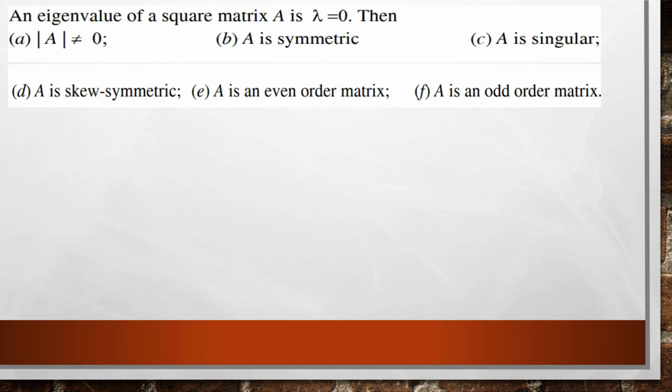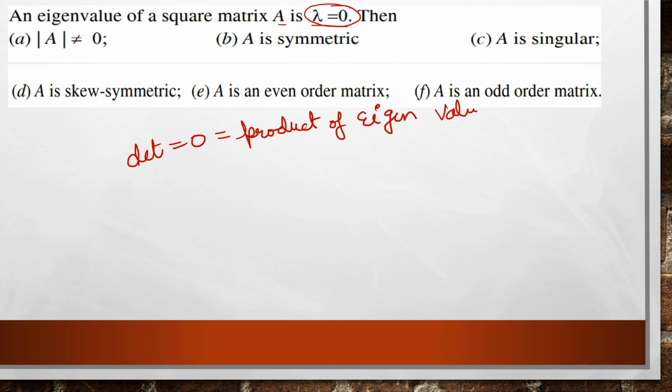Now the next question is, an eigenvalue of a square matrix A is lambda equals 0. Now see, if you have 0 as an eigenvalue, that means at least one eigenvalue is 0, so obviously the determinant will be 0, because the determinant is the product of the eigenvalues. So if the determinant is 0, what can you conclude? Obviously, if the determinant of some matrix is 0, we call it a singular matrix.